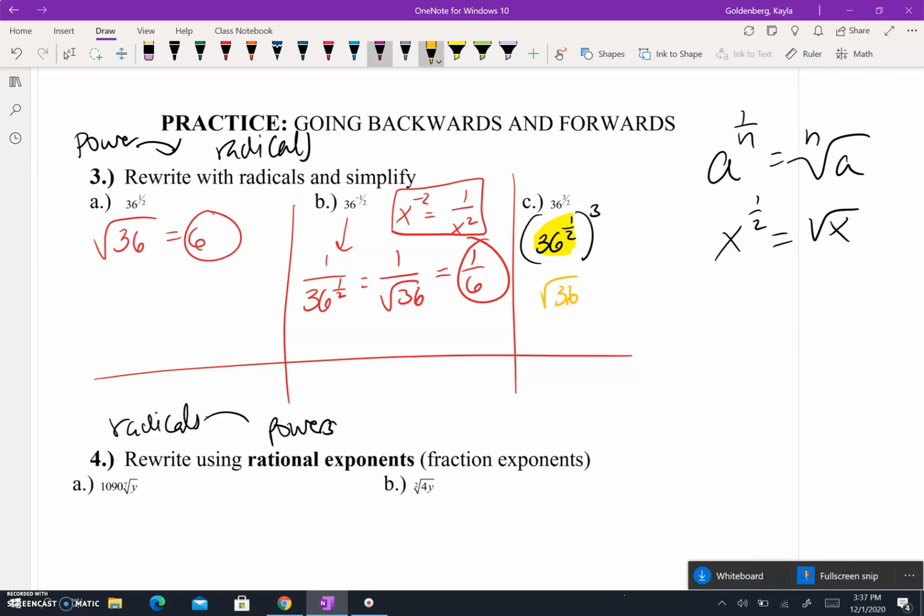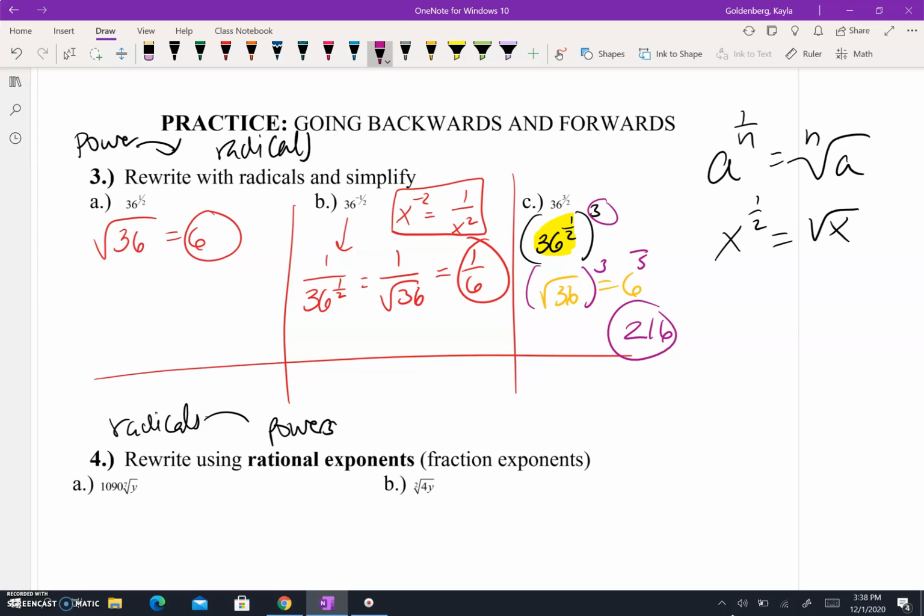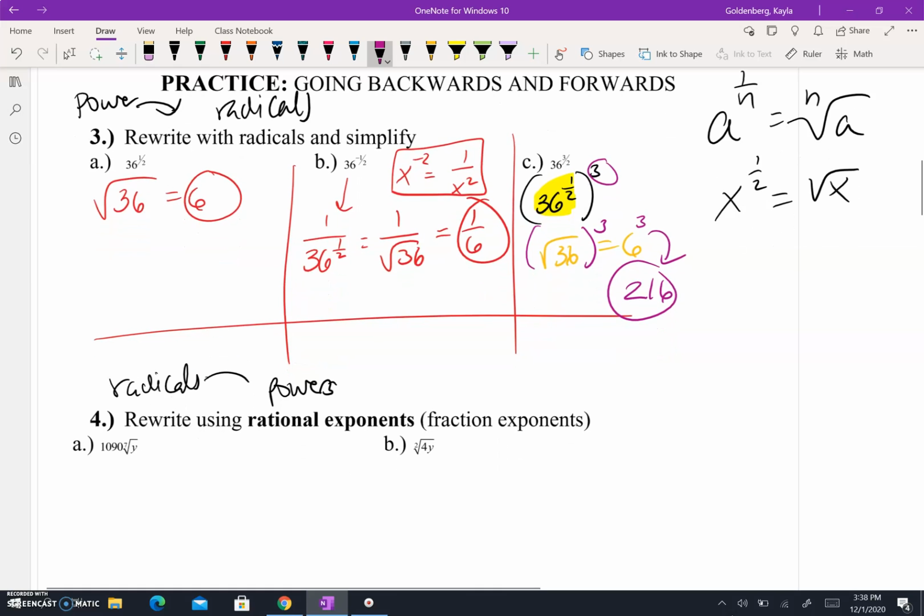And it looks like all that cubed is doing is cubing it at the end. So it's going to become 6 cubed. And so it's going to be 36 times 6. Let's see what that is. Looks like 216. Sorry for the pen, it's not looking like a cube. Okay, so just practice going back and forth between the 1/2 power and square rooting.